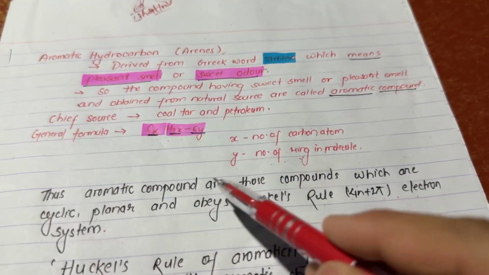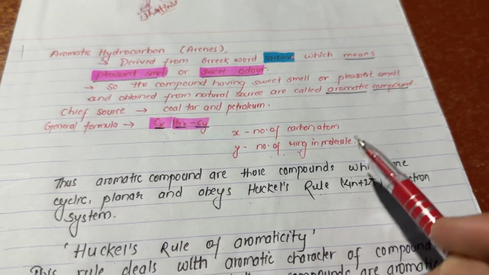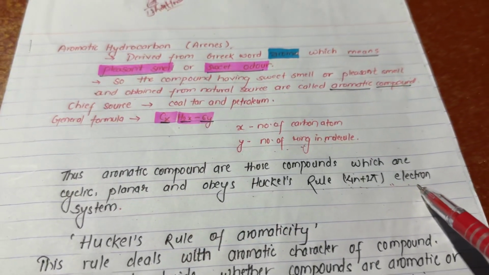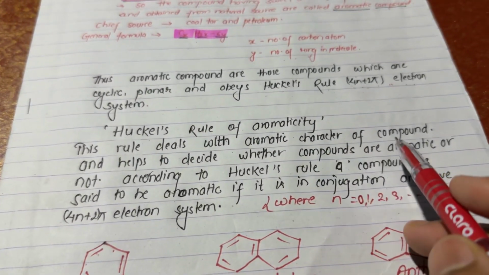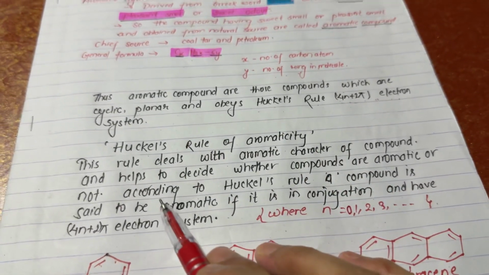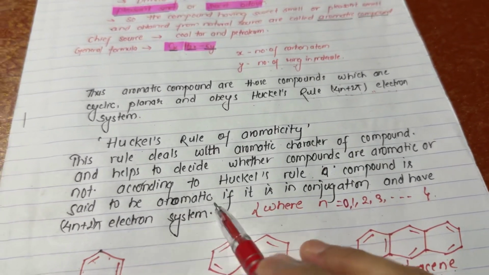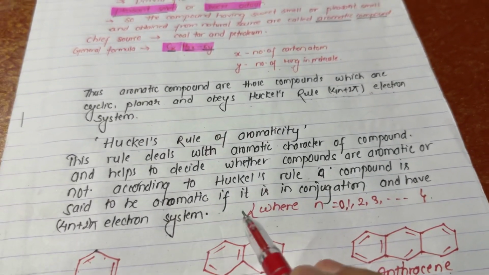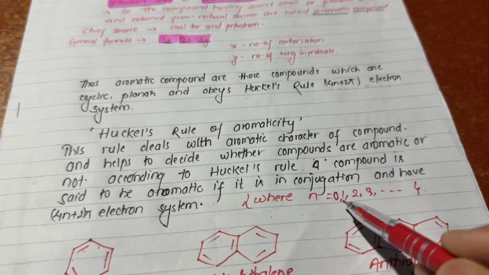So the aromatic compounds are those compounds which are cyclic, planar and obey Huckel's rule, that is 4n+2 pi electron system. So let's move to the Huckel's rule of aromaticity. The rule that deals with the aromatic character of compounds and helps to decide whether the compound is aromatic or not is Huckel's rule. According to Huckel's rule, a compound is said to be aromatic if it is in conjugation and has 4n+2 pi electron system, where n is a non-negative integer starting from 0, 1, 2.